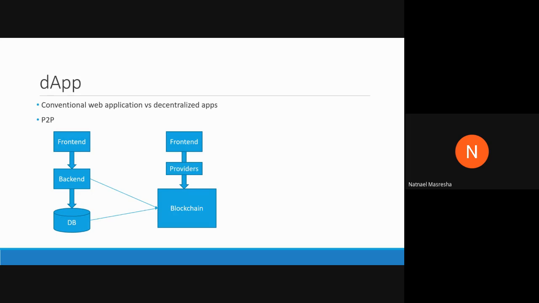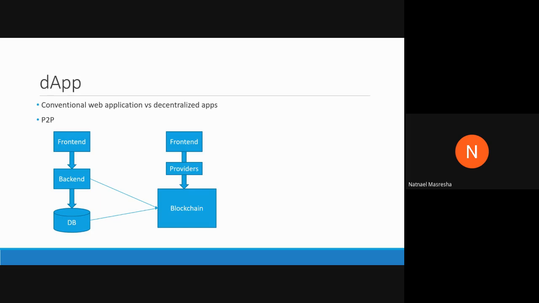Once we are connected to the blockchain through the providers, we can read data from the blockchain. But if you want to write data to the blockchain or create a certain transaction on the blockchain, we need to sign a transaction using our crypto wallet's private key. There are a number of wallets you can find on the internet. We'll discuss two of them in the next slide.